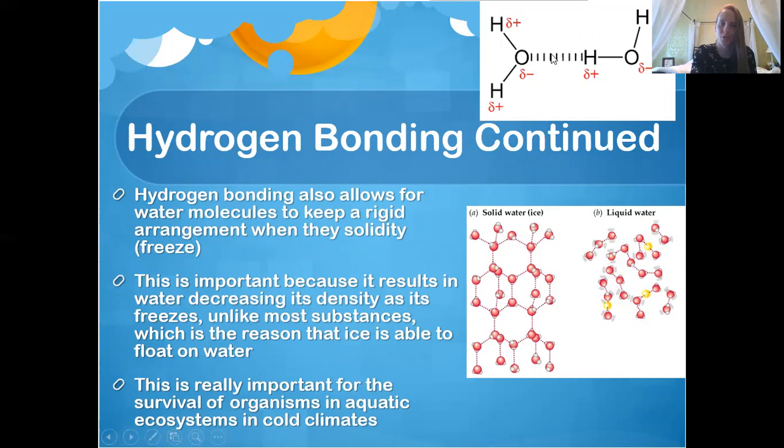And up here, this is how we represent intermolecular bonds like hydrogen bonds with this dashed line. So we have one water molecule right here with its slightly negative oxygen and slightly positive hydrogens, another water molecule here, and then the slightly positive hydrogen forms this hydrogen bond with the slightly negative oxygen.